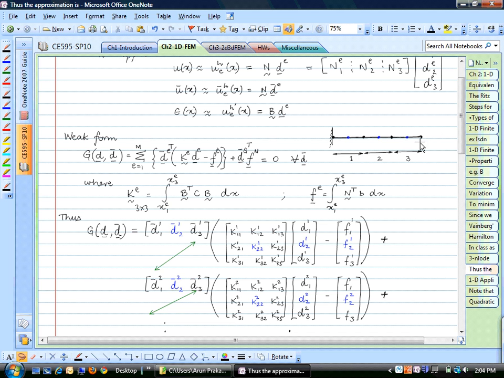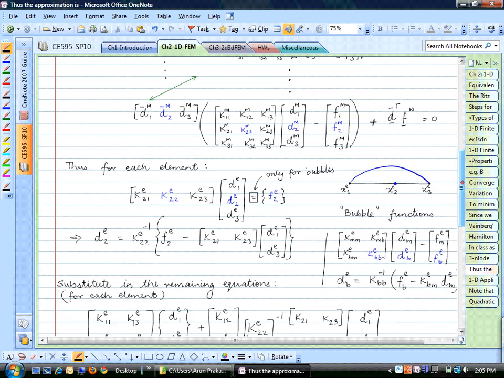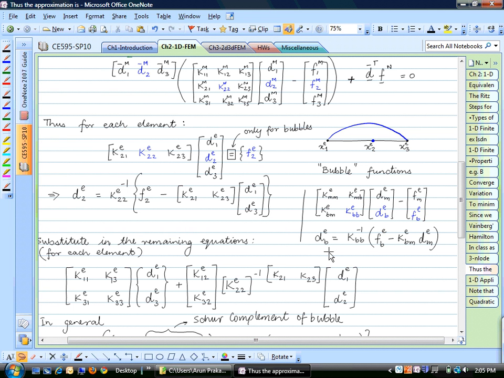And once you solve for those main, let me label them. These are the main degrees of freedom, and these are the bubble degrees of freedom. So once you solve for your main degrees of freedom, you can go back and calculate your bubble degrees of freedom from this equation right here. So you can go back within each element and you can find out what this is.